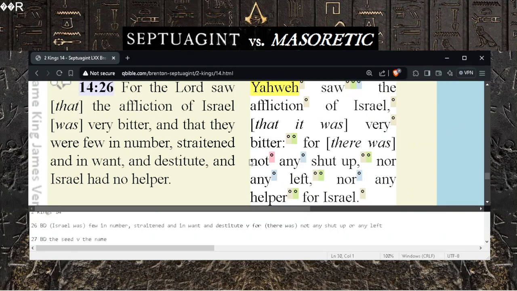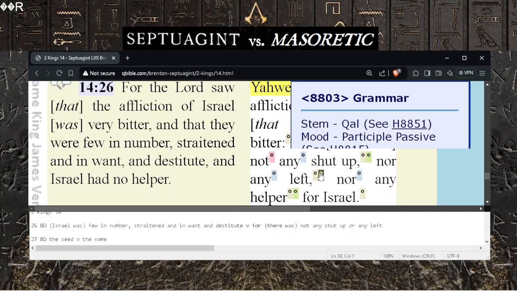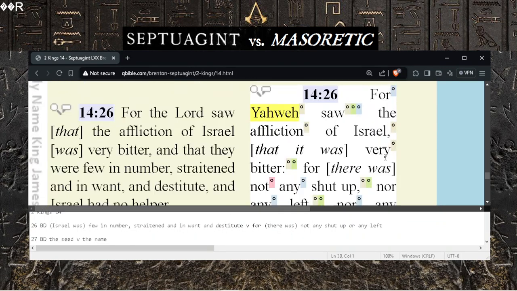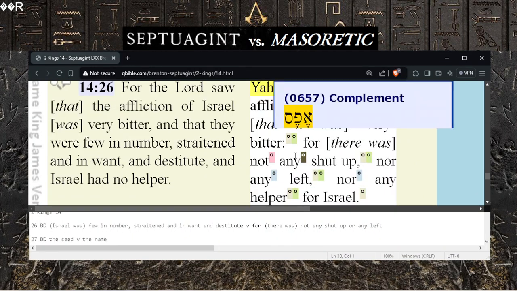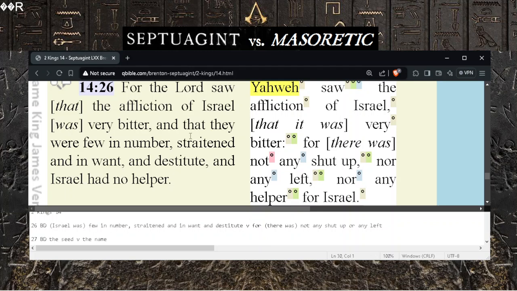Chapter 14, verse 26, big difference. Mentioning in the Masoretic, let's look at the Masoretic first. Talking about who was left in Israel. For there was not any shut up, nor any left. So nobody is left. What does it say in the Septuagint? They were few in number, straitened and in want, and destitute. I rest my case, okay?